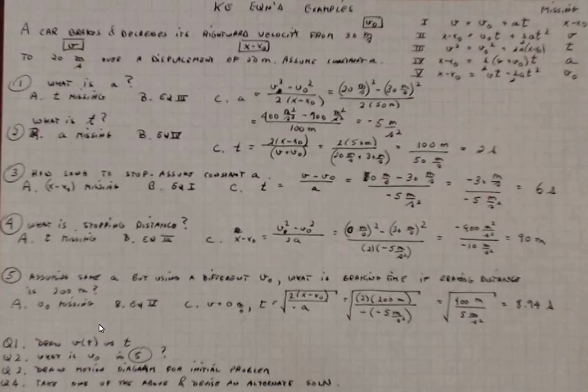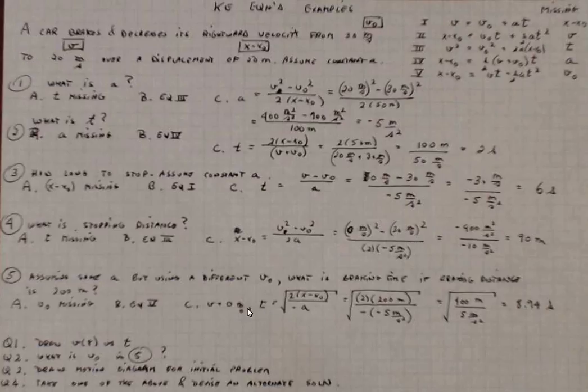Question 5. Assuming the same acceleration but using a different initial velocity v0, what is the braking time if the braking distance is 200 meters? Well, in this case, v0 is missing, so we are going to use equation 5. But equation 5 now, we can assume that v, the final velocity, is 0 meters per second. And so that makes this a very simple equation to solve. We don't have to use the full quadratic formula. We can just solve for t.